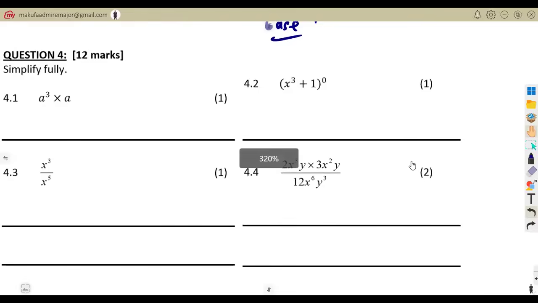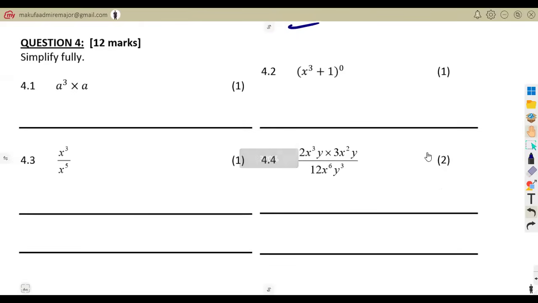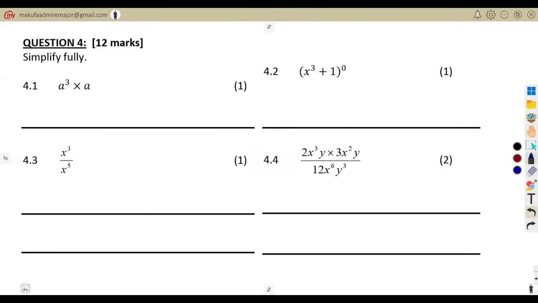On question number 4, it was to simplify, as we can see there, our exponents, the part of our exponents that we need to apply.